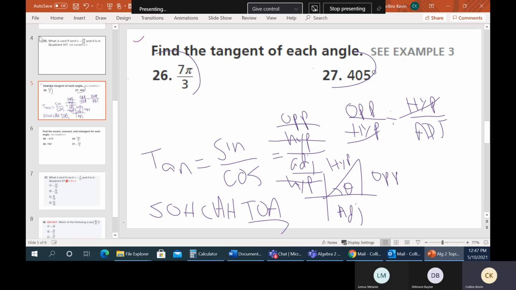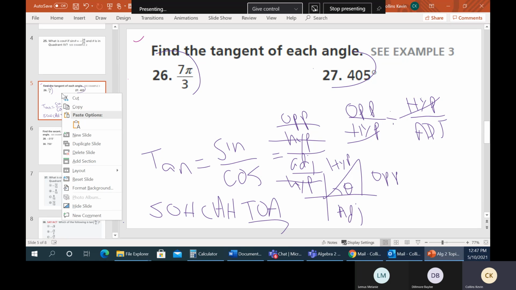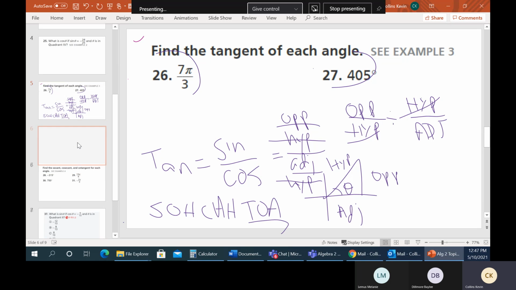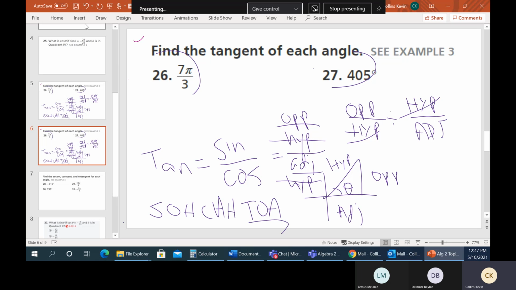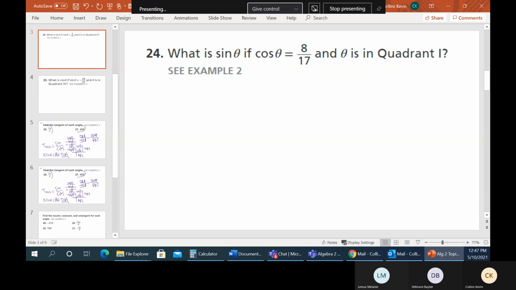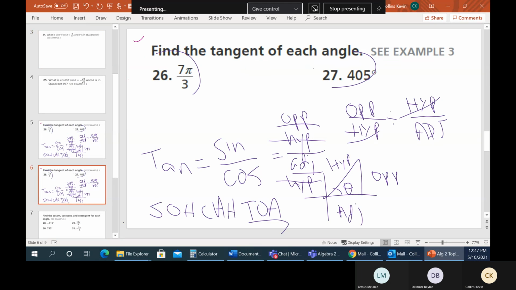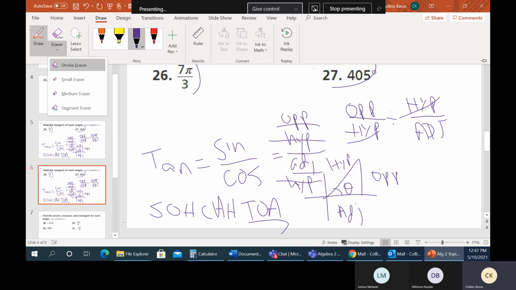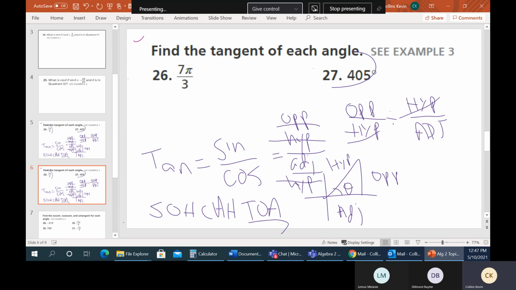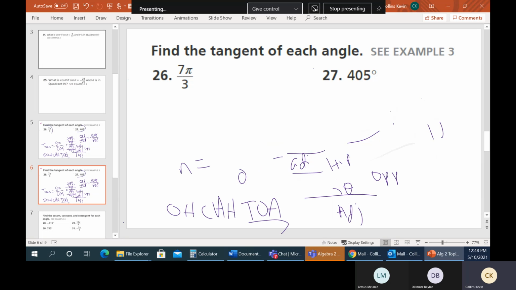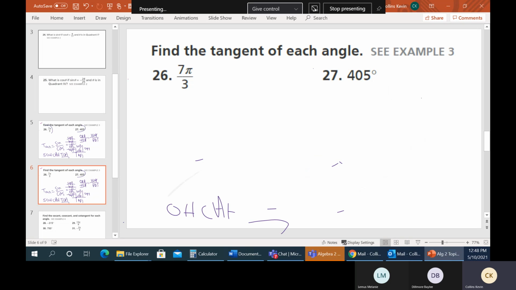Let me go ahead and I'm going to just recopy this guy and start with a clean slate here. Duplicate that slide, break out our mega eraser. Okay, so let's clean this up a little bit. Thank you, Melanie. All right.